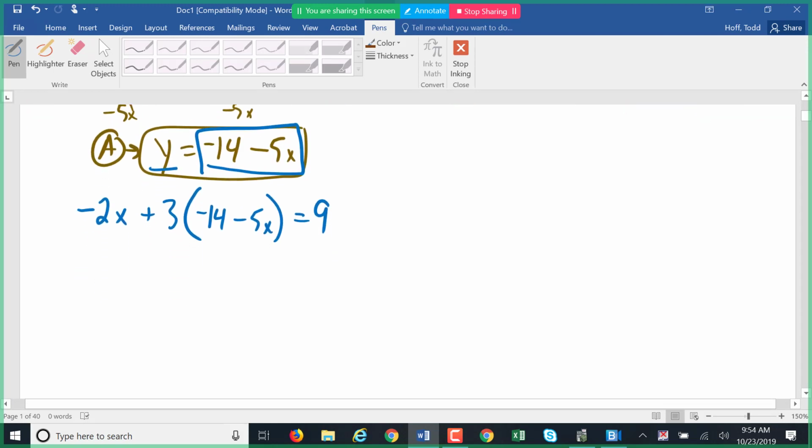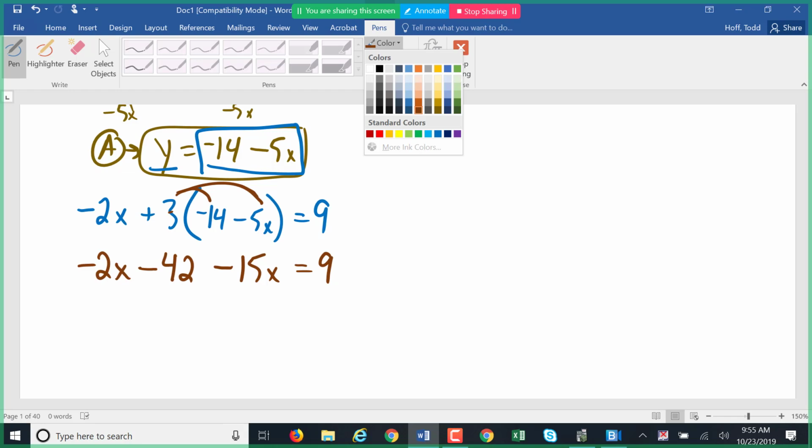Rules of solving linear equations apply. I combine whatever I can on either side. On the left side, I have the parentheses I'm going to distribute. So that negative 2x doesn't change. 3 times negative 14 is a negative 42. And 3 times negative 5x is a negative 15x. This, of course, all still equals 9.